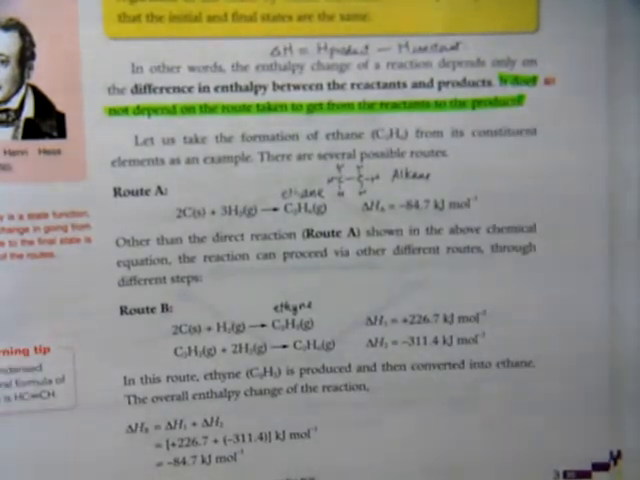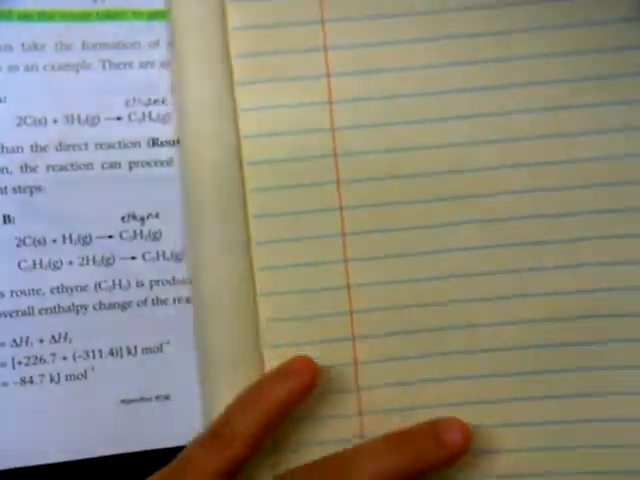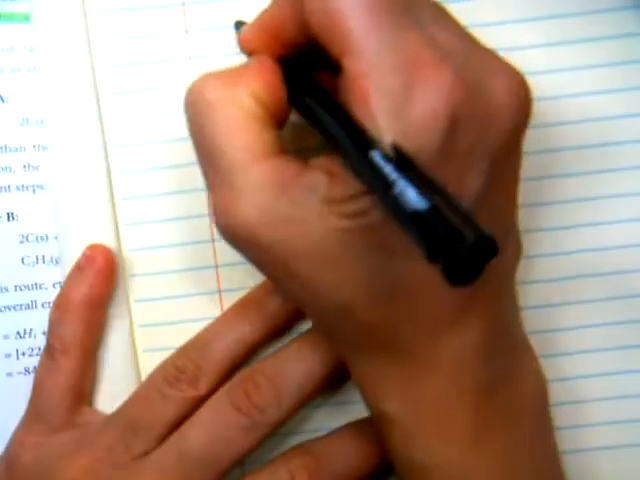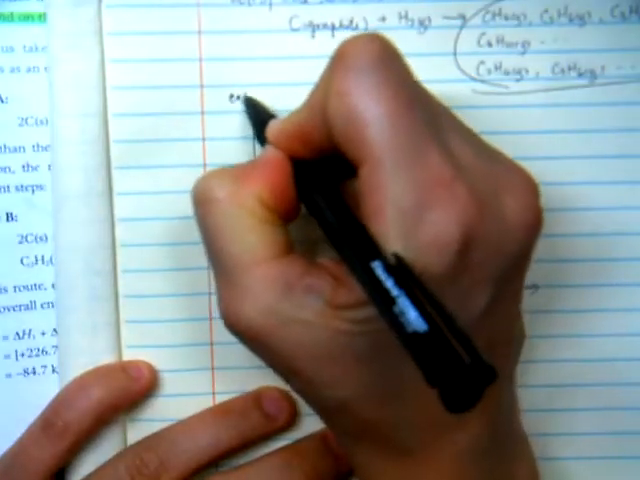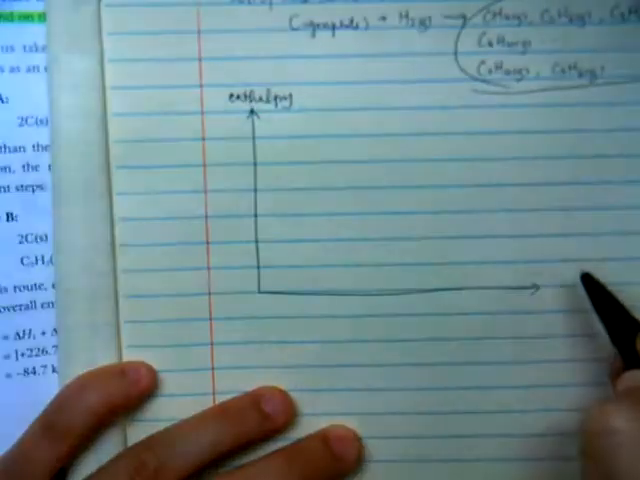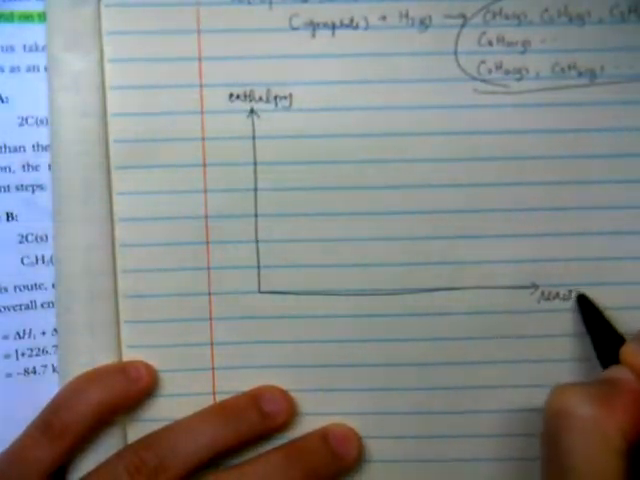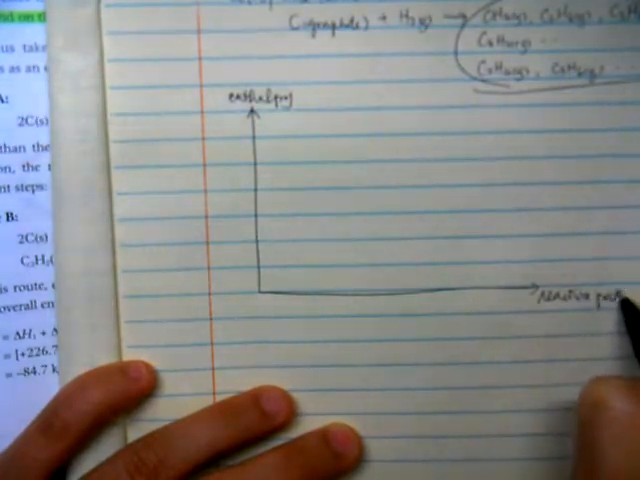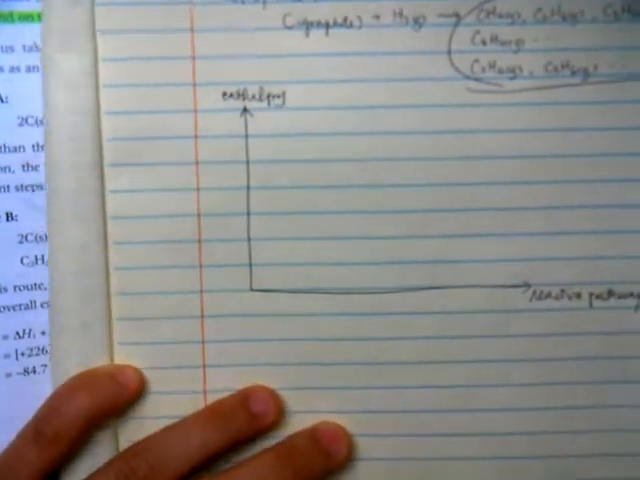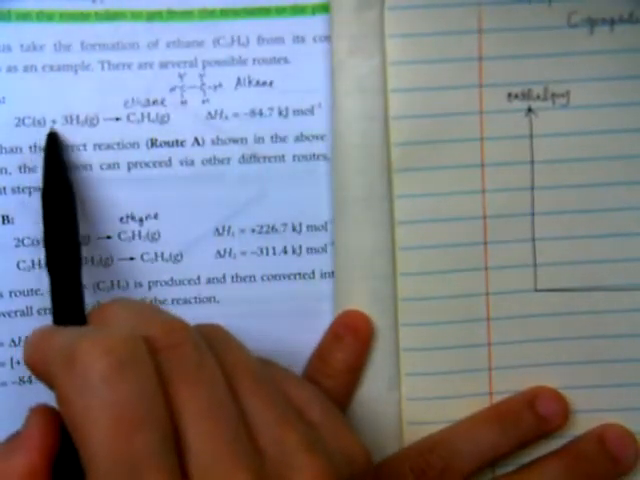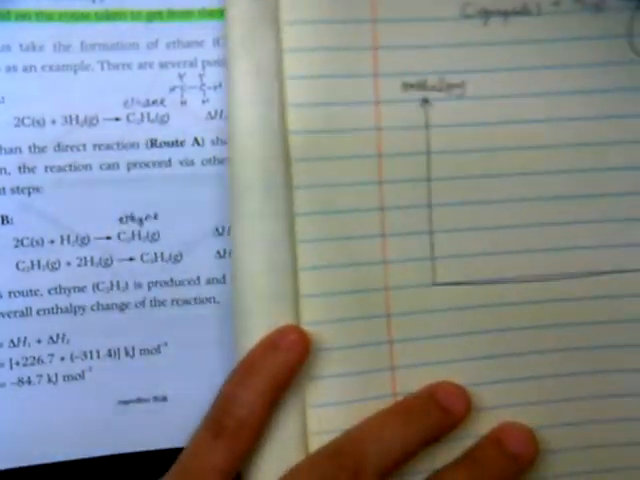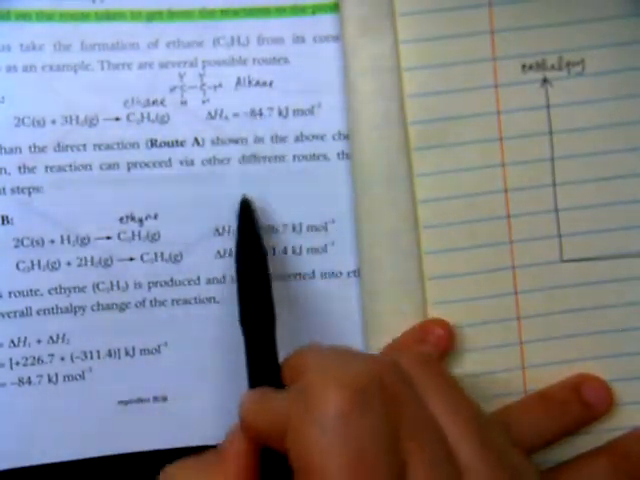Now maybe I would like to use an enthalpy level diagram to illustrate their relationship. Do you remember what is an enthalpy level diagram? First of all, label the y-axis. The y-axis is enthalpy. X-axis is reaction pathway. Sometimes you may miss the x-axis. Actually, x-axis is meaningless. Route A, from this element to the product, with a negative sign, that means pointing downward.